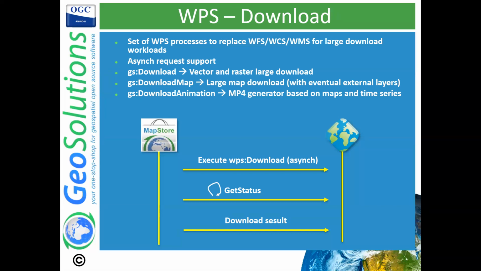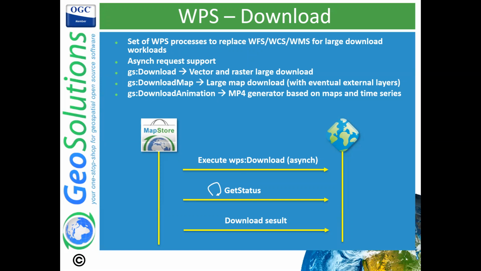Now, along with the download of raw vector data and raw raster data, we have the download map and the download animation processes. The download map allows for large map downloads. Say you are displaying a map on a very large screen or a multi-screen setup, and the map is probably tiled, and then at some point you want to download that map for offline display usage, and you want to download it fully. So what do you do? Well, in that case, you can use the download map process to generate a single, very large image. If there are external layers, GeoServer will WMS cascade them also in the request. So you can rebuild the same layer stacking that you have on the client to generate a final image for download.